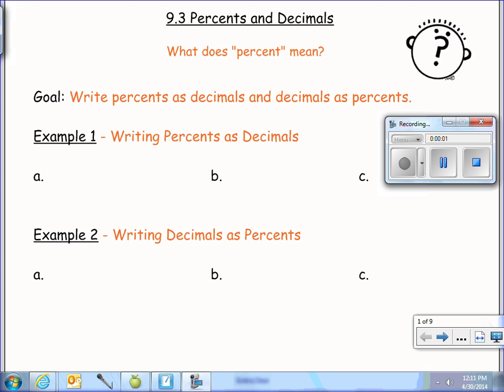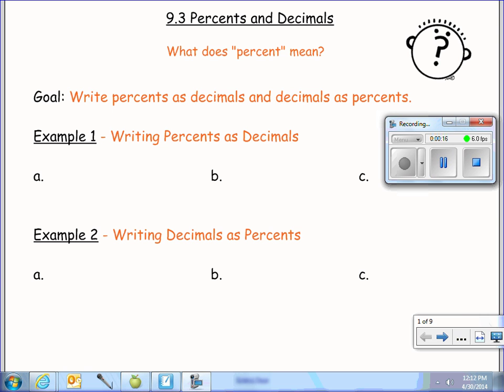In this lesson, we're going to be discussing percents and decimals. And I have up here the prompt, what does percent mean? As we have been discussing, percent means out of 100. So we're going to write percents as decimals and decimals as percents.